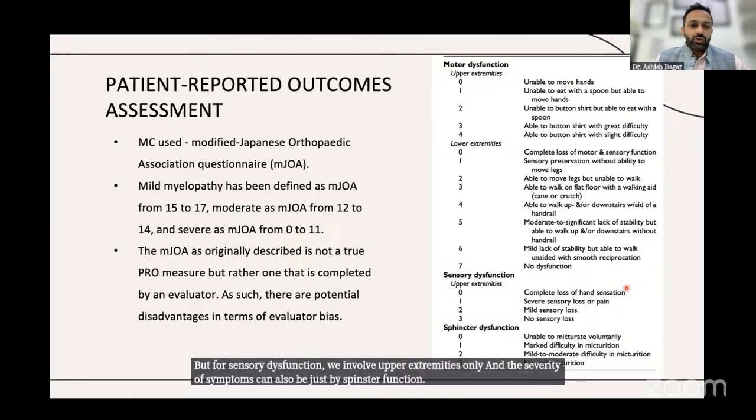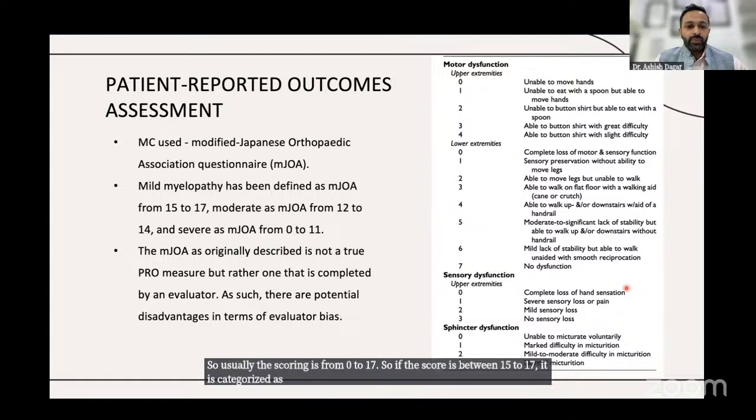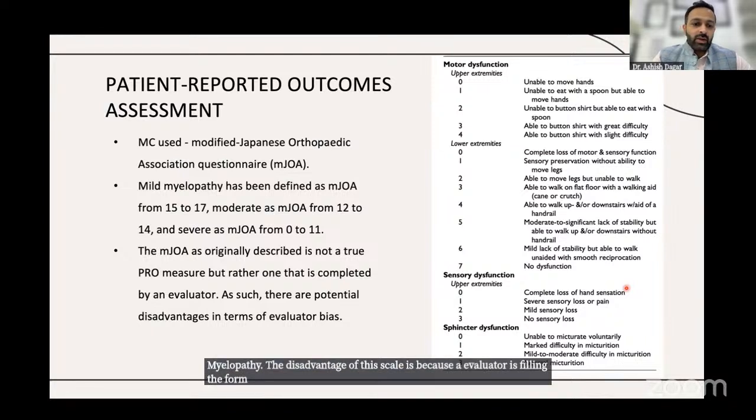Usually the scoring is from 0 to 17. If the score is between 15 to 17, it is categorized as mild myelopathy. Score between 12 to 14 is moderate, and a score of 0 to 11 is severe myelopathy. The disadvantage of this scale is that because an evaluator is filling the form, there is usually evaluator bias in such things.